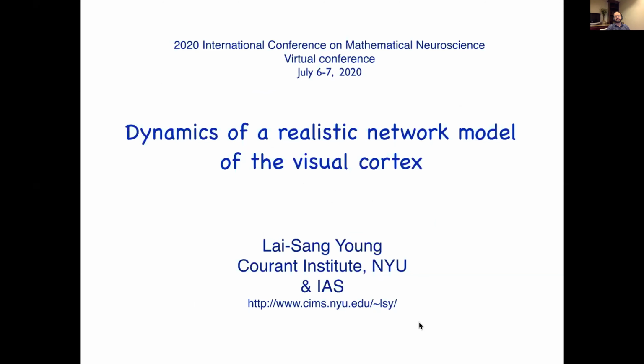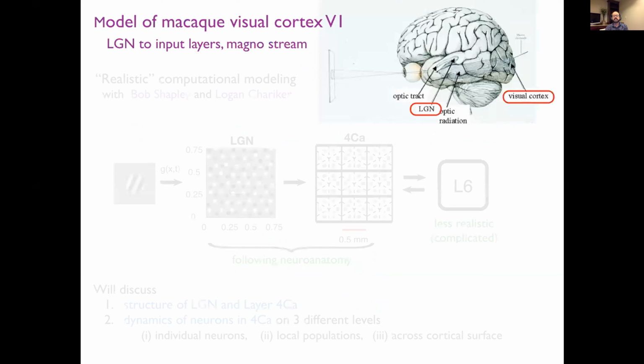I'd like to talk about today the structure and dynamics in the model of the macaque visual cortex. The macaque visual cortex is very much like our own. And in the picture on the right here, you see a picture of the side view of a human brain.